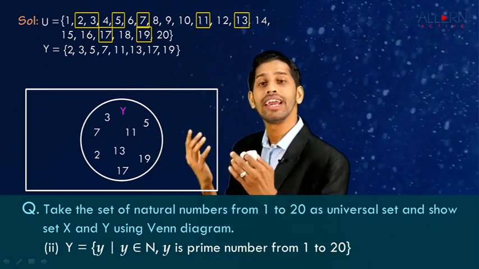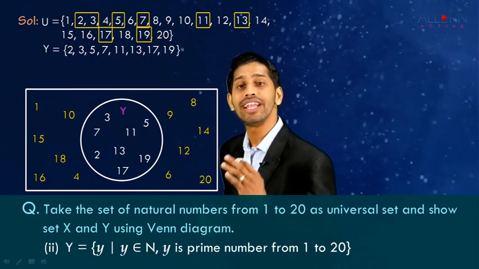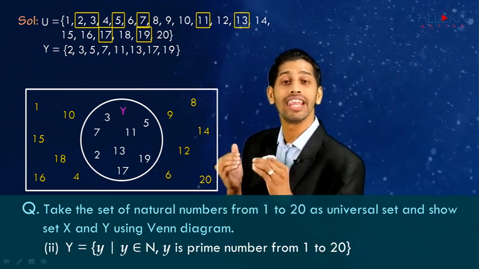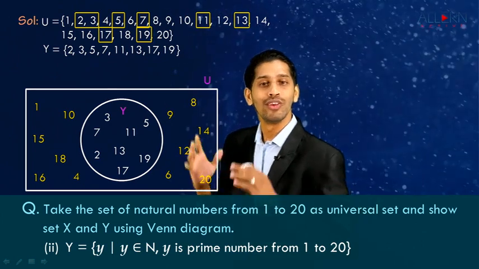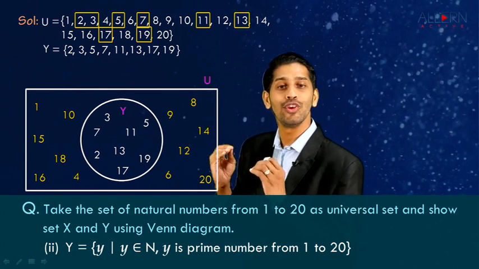So we write the remaining elements, that is 4, 6, 8, 9, 10, 12, 14, 15, 16, 18 and 20. And for this rectangle we give it a name, that is set U. So we write over here set U. So that completes our second Venn diagram representing two sets, set U and set Y.